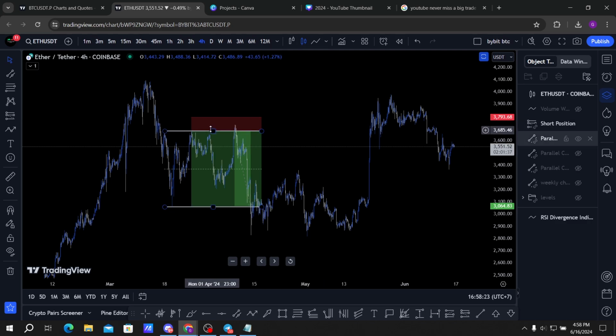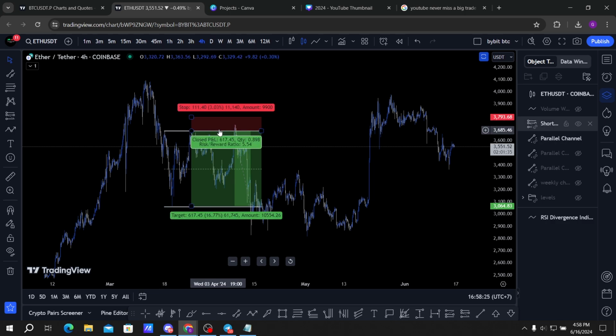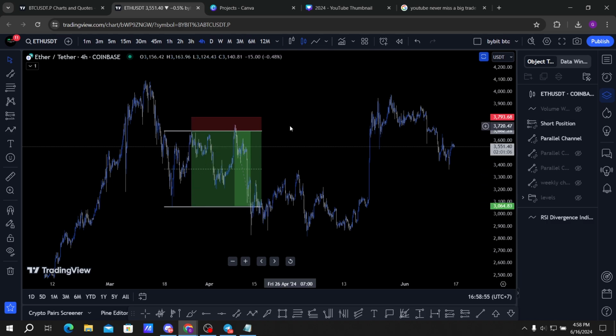So when we are at the top of the channel, we enter a short, and we take profit at the bottom of the channel. So you can also do it vice versa. At the bottom we look for longs, and take profits at the tops. Let's have a look at the next channel.